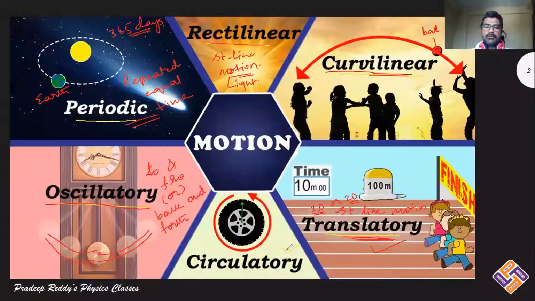And the other type of motion is circulatory motion. Circular motion is what we are going to discuss in this chapter. About circular motion, we will be learning hereafter. Translatory, curvilinear, periodic, oscillatory, these are all different types of motion which we will learn in the coming chapters.